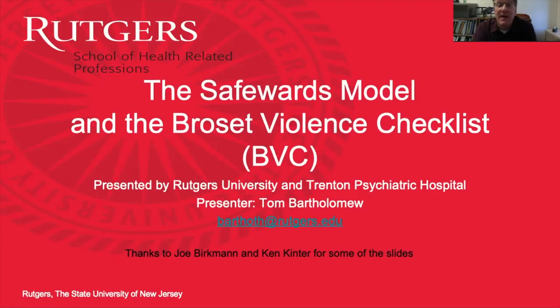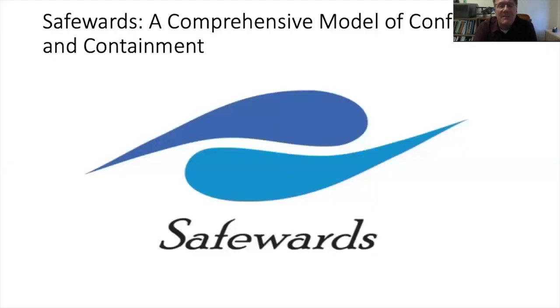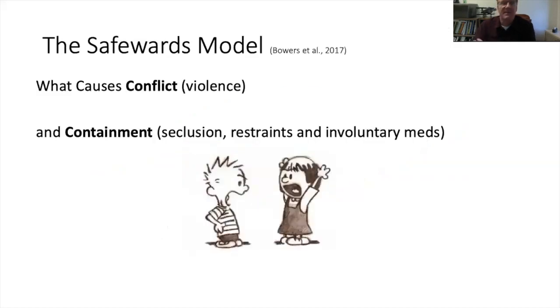And today we're going to talk about the Safewards model out of England and the Bröset violence checklist out of Norway. The Safewards model is a comprehensive model of conflict and containment. Specifically, it tries to answer the questions, what causes conflict and what causes containment? Containment, in this case, is seclusion, restraints, and involuntary medication. Conflict is violence, and it could also include patients that hurt themselves.